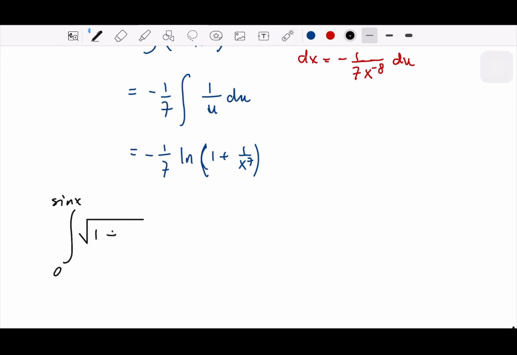So f is the integral of 1 plus t squared dt. This is f, right? And g is from 3 to y. And what is inside? f of x dx.